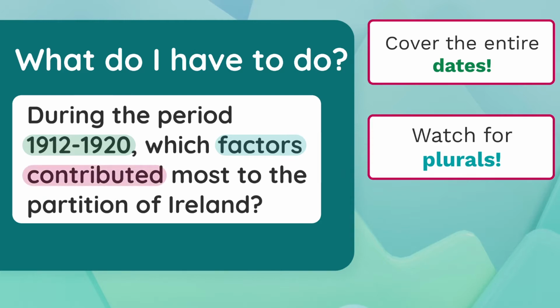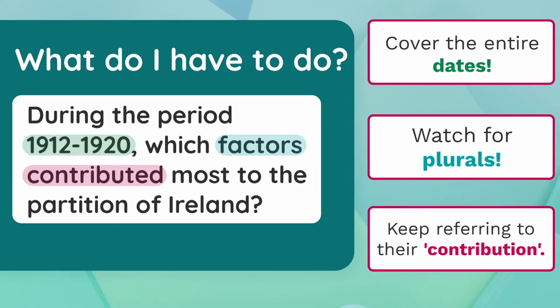And of course, you're not just going to be listing all of the information that you know about this topic. You are going to be referring back to the question and referring back to how these factors, how these events contributed to partition. What did they lead to? What did they increase? What did they decrease? What did they create? And therefore, Ireland was then partitioned. Okay, so if you're doing all of those things, guys, then you are aware of the question that you're being asked on the day, and the examiner is going to spot that and love that.